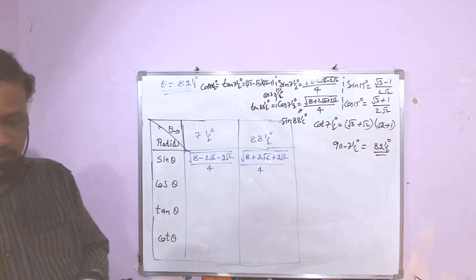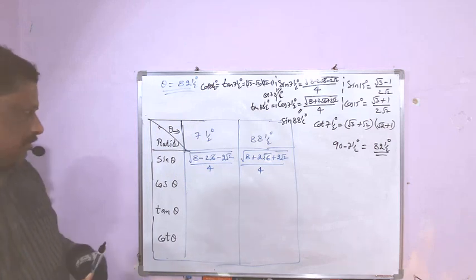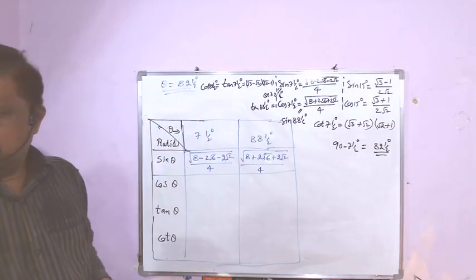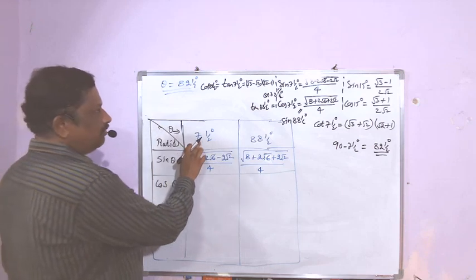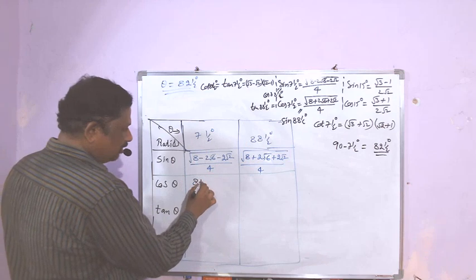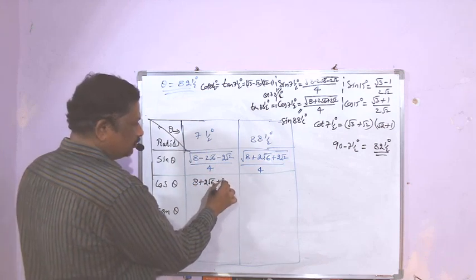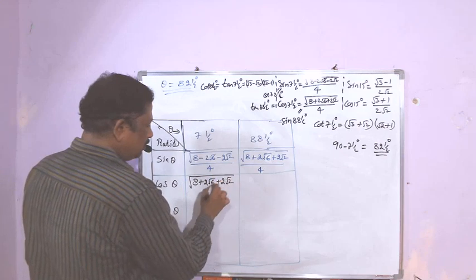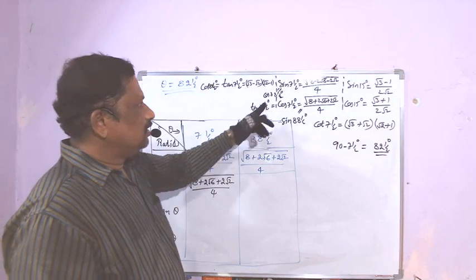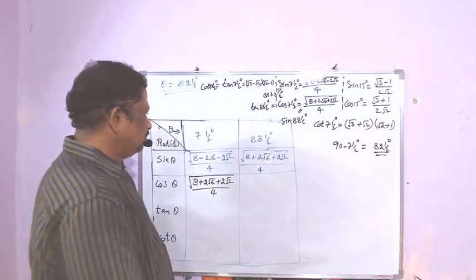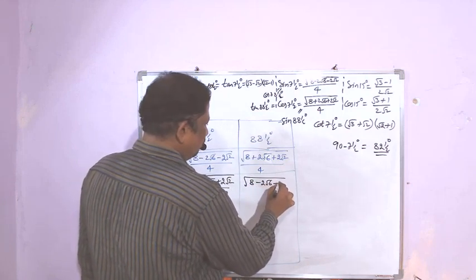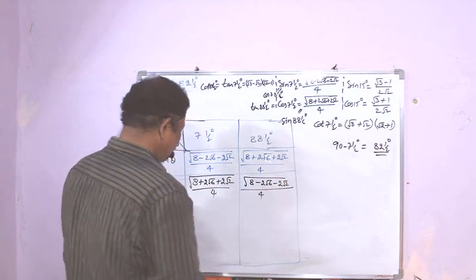Okay. Next, we will write cos 7.5 degrees. So cos 7.5 degrees, the same thing you will get: under root 8 plus 2 root 6 plus 2 root 2, whole root divided by 4. Next, cos 82.5 degrees. Cos 82.5 is nothing but sin 7.5 degrees. So this one only we get: under root 8 minus 2 root 6 minus 2 root 2, whole divided by 4.